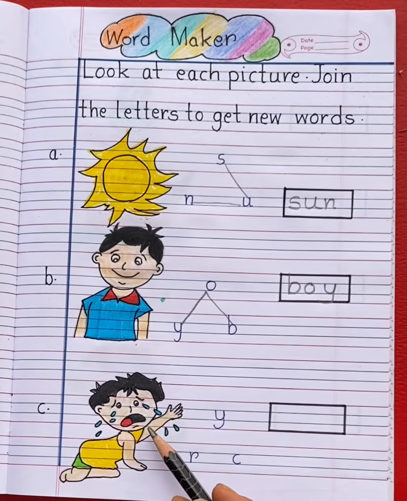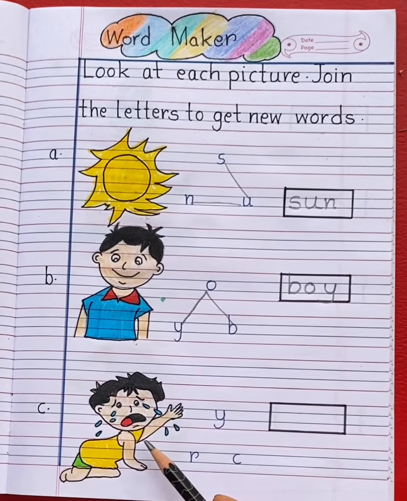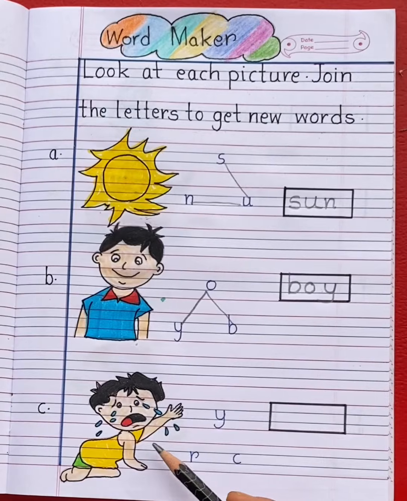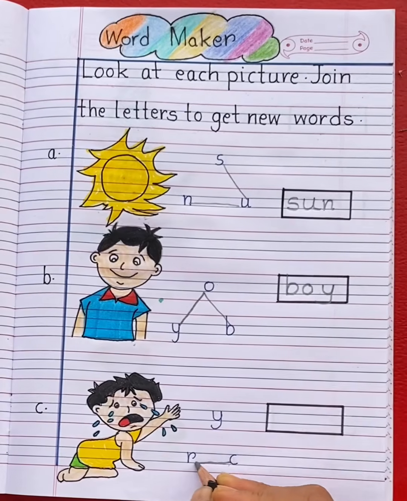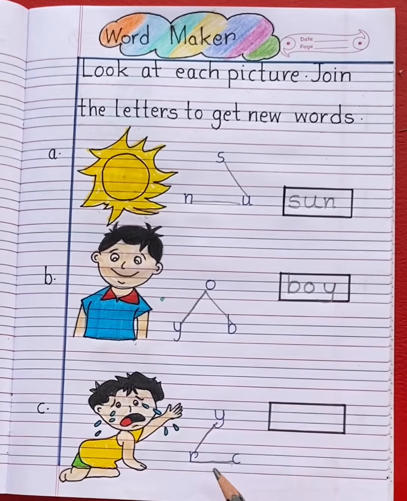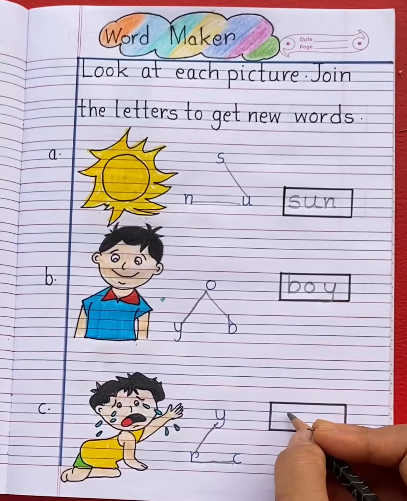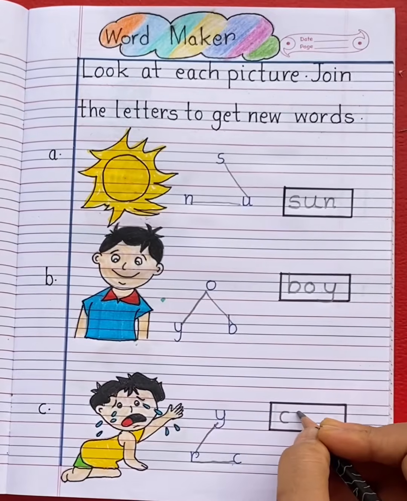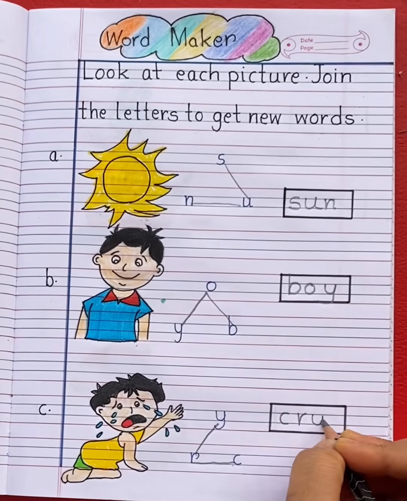Same way, see the next picture. In this picture, the baby is crying. Crying. Let's join the letters to get the new word cry. C-R-Y. Cry. Our new word is C-R-Y. Cry.